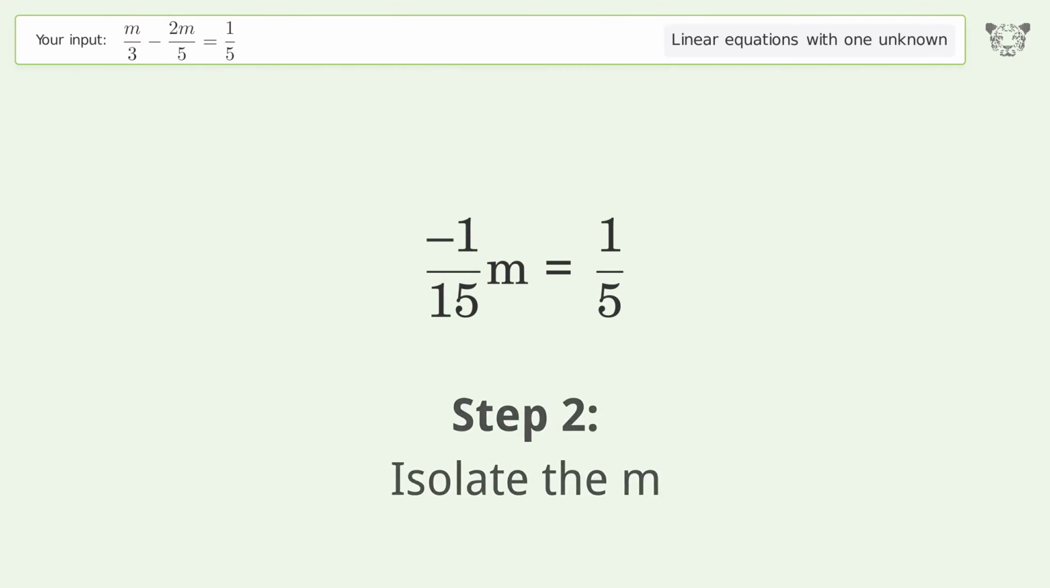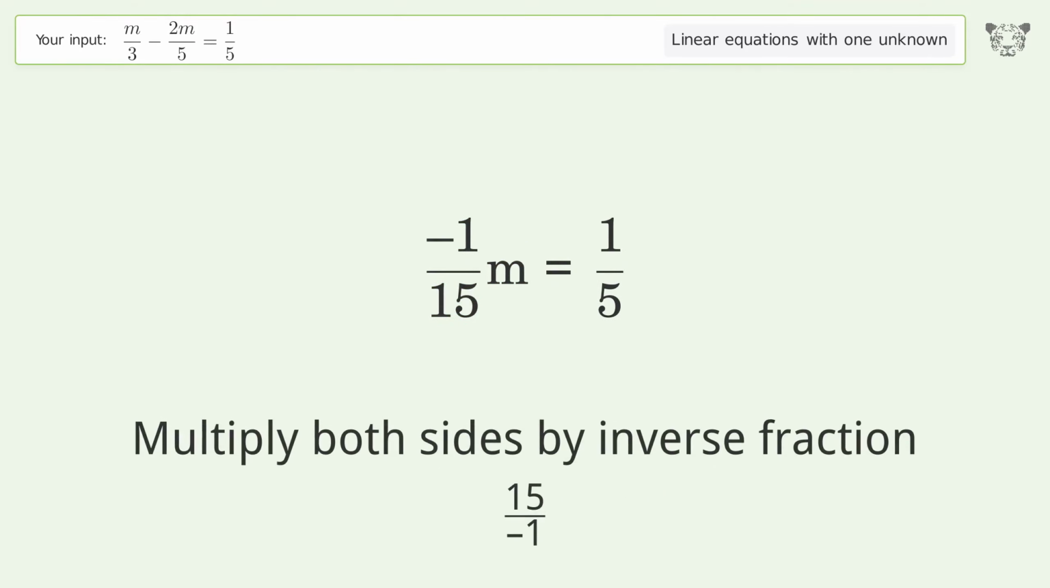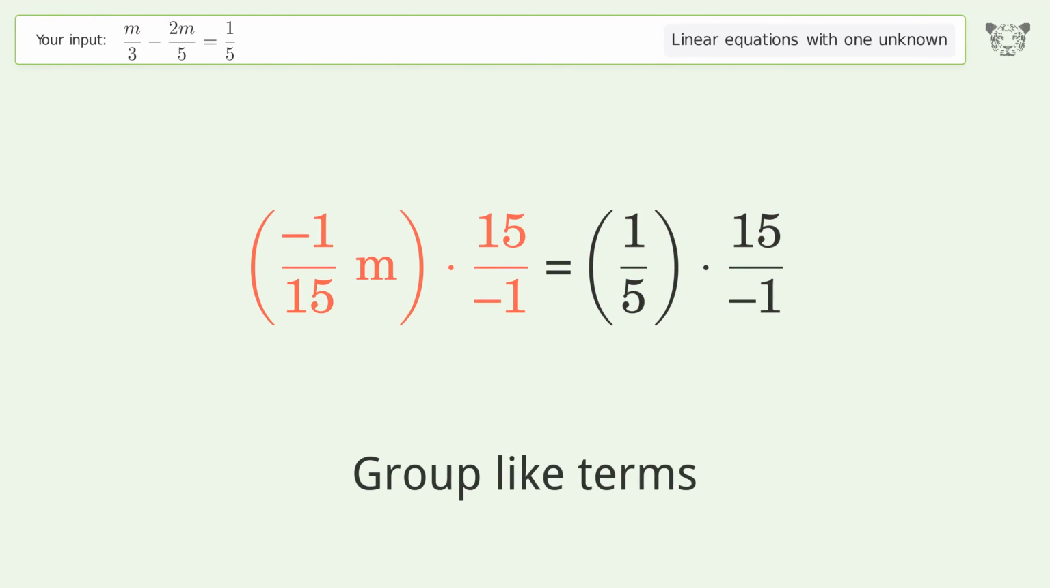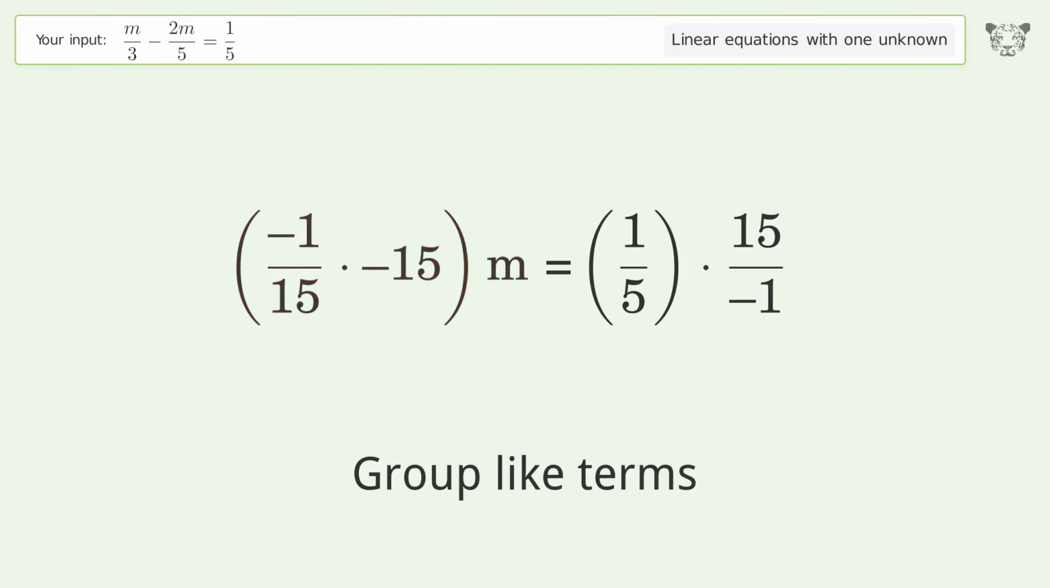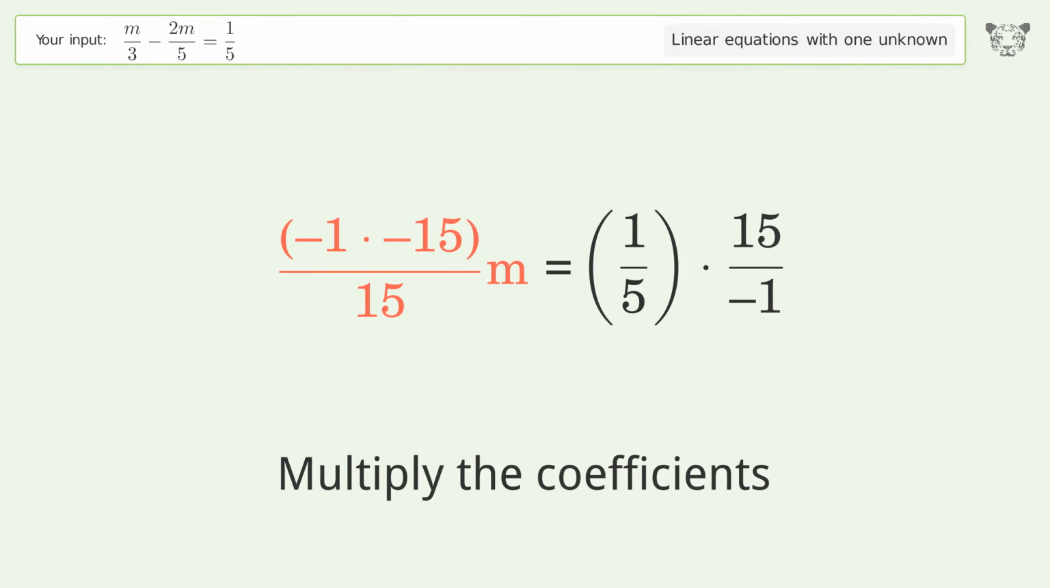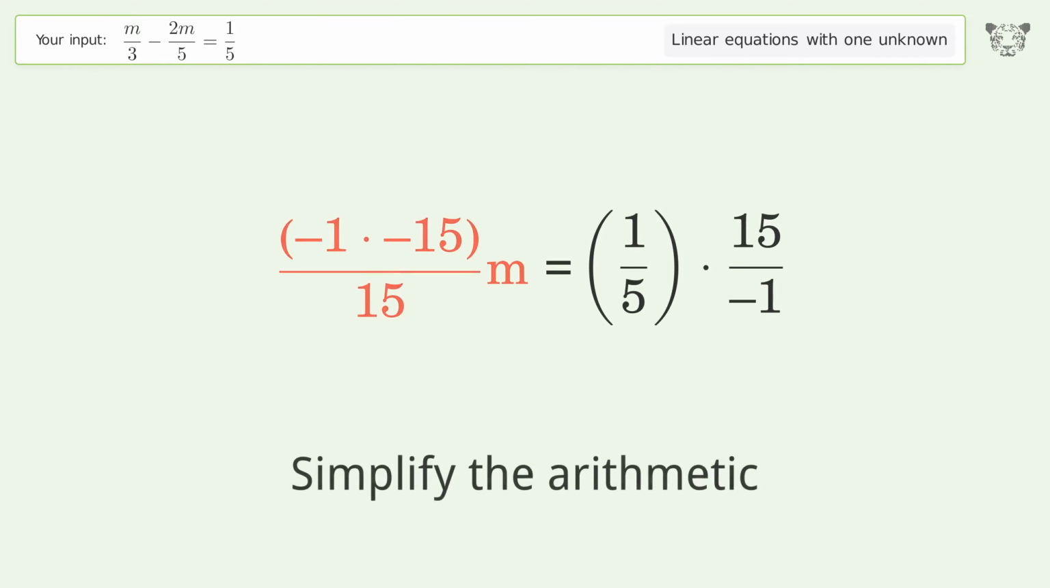Isolate the m. Multiply both sides by inverse fraction 15 over -1. Group like terms. Multiply the coefficients. Simplify the arithmetic.